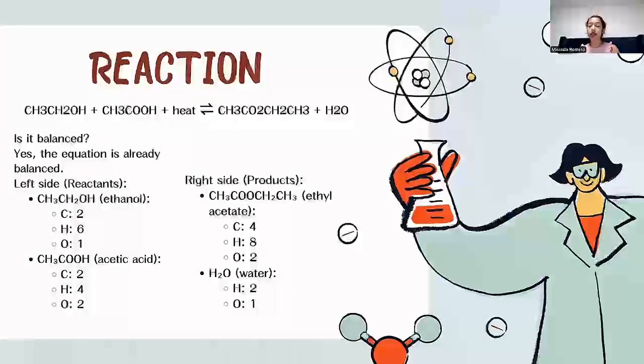and we need to ask ourselves, is it balanced, is it not balanced? Because if it is not balanced, we need to balance it first. That would be our first step. But in our case, it is already balanced, as we can see, because on the left side, in the reactants, we have 4 C's, 10 H's, and 3 O's. And on our right side, in our products, we also have the same amount. So it is already balanced, and we can skip that step.